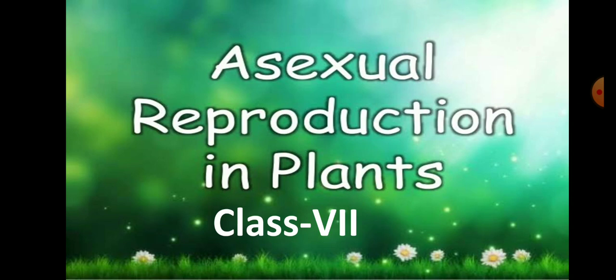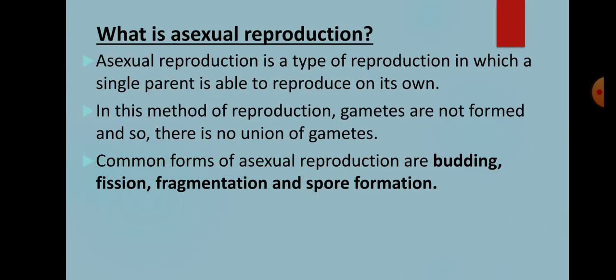In the last video, we have already discussed what is reproduction, right? So here we are going to discuss about the asexual reproduction. So we should know what is asexual reproduction. Asexual reproduction is a type of reproduction in which a single parent is able to reproduce on its own.